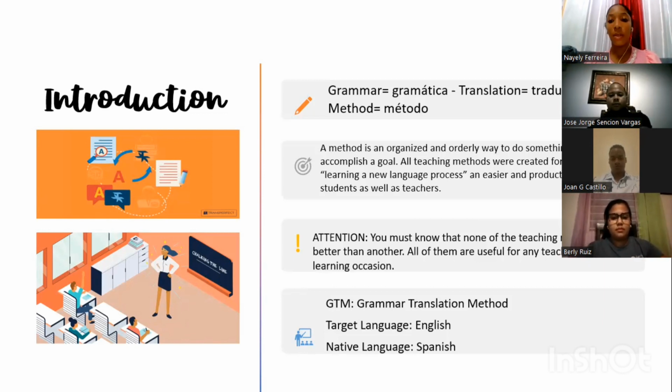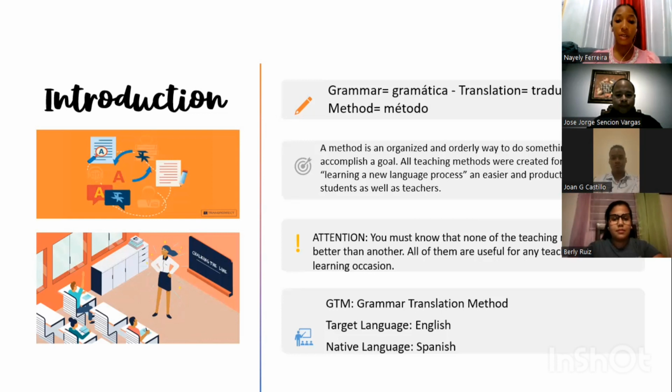All teaching methods, as you can see here on the screen, were created to make learning a new language an easier and more productive process for students as well as teachers. You must know that none of the teaching methods is better than another one. All of them are useful for any teaching or learning occasion.